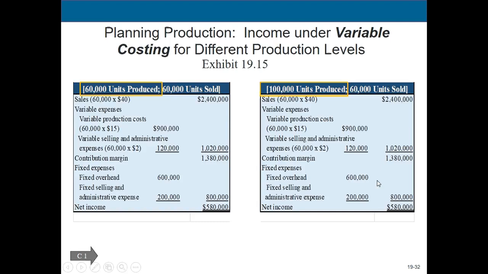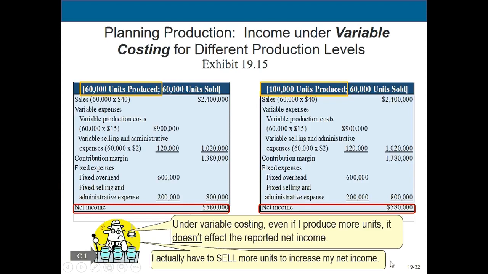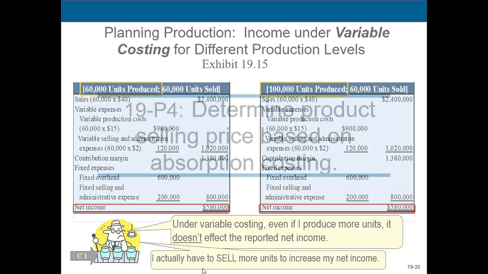And the reason is right in here, because we're dealing with our cost of goods sold, right? We're getting it out the right way. So here's the production manager. He's like, oh man, he didn't help us out at all, right? It doesn't matter. Even if I produce more units, it doesn't affect the reported net income. And he actually has to sell units to increase net income. And you're darn right. That's how it should be. If you want to make money, you've got to sell them.